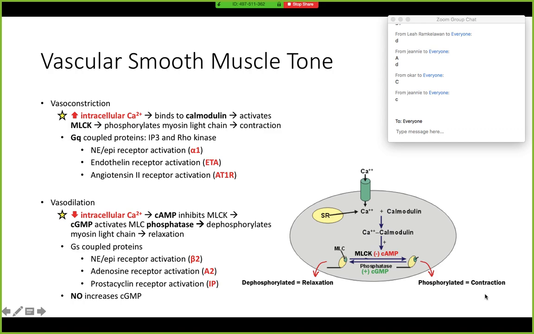Okay, so if your end result is contraction, you have an increase in intracellular calcium. So calcium is going to bind to calmodulin, and calcium and calmodulin are going to activate myosin light chain kinase. And myosin light chain kinase, being a kinase, its job is to phosphorylate. So it's going to phosphorylate myosin light chain and then lead to contraction. So contraction of the vascular smooth muscle, so we're talking about on the vessels, is going to lead to vasoconstriction.